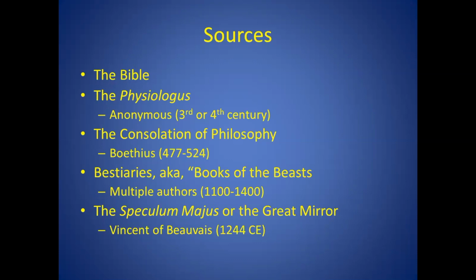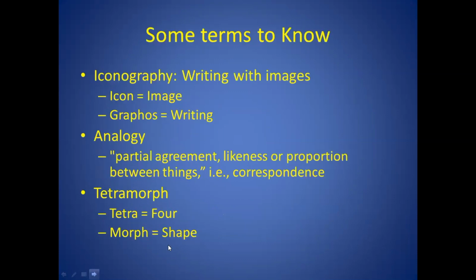Bestiaries, or books of the beasts, are often based on the Physiologus. They came later, but a lot of the authors use the Physiologus as their source. And then another book called The Great Mirror. I want to make the point that a lot of what we'll see in sculpture and stained glass really draws on the ideas that the authors of these books presented. The books and the images in some of the books really had an influence on art.